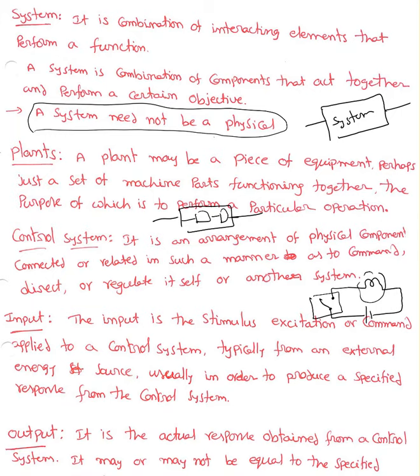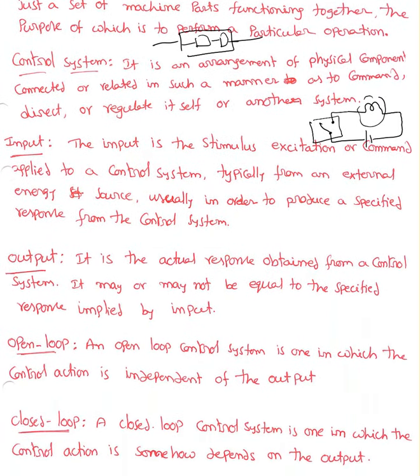The next one is input. The input is the stimulus, excitation or command applied to a control system, typically from an external energy source, usually in order to produce a specified response from the control system. So input is nothing but the excitation. If you look at any system, we represent the system with H, input with U, and output with Y. Output is the actual response obtained from a control system.